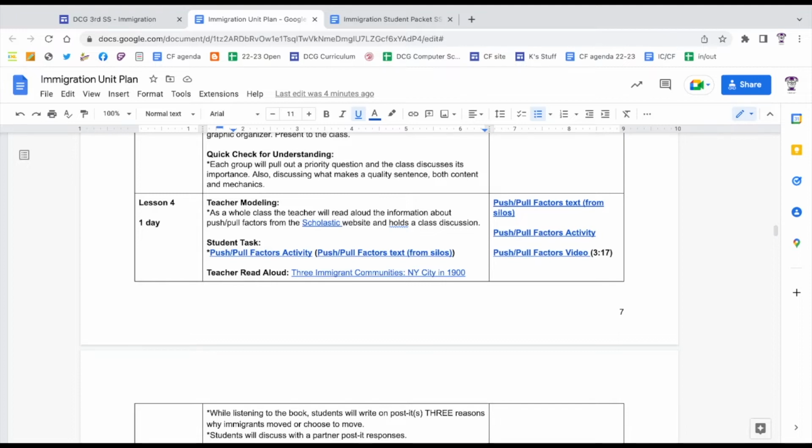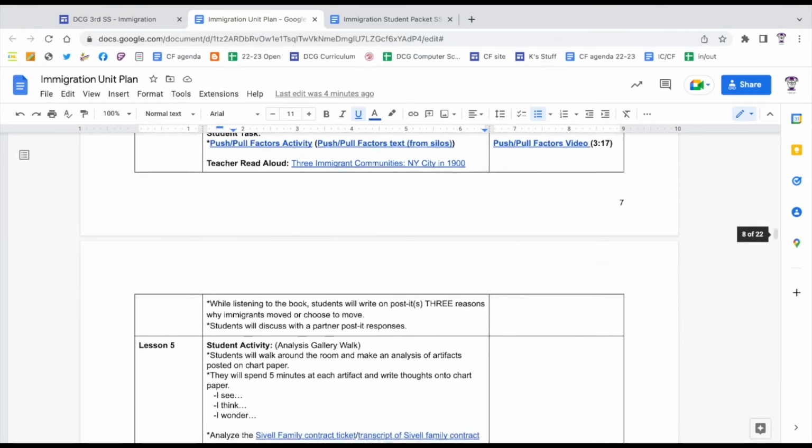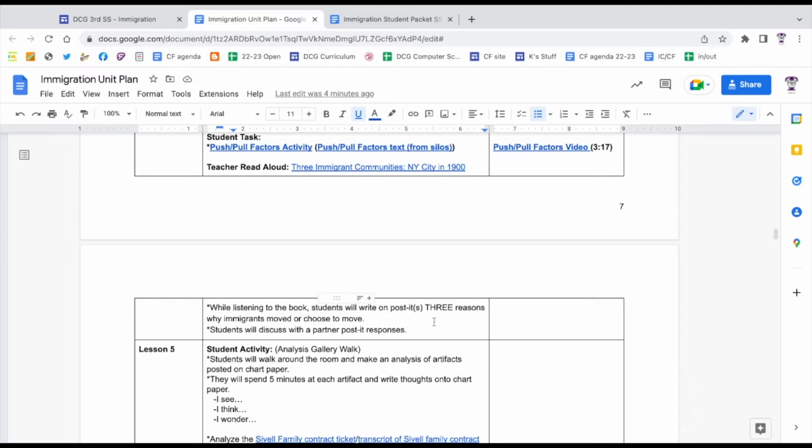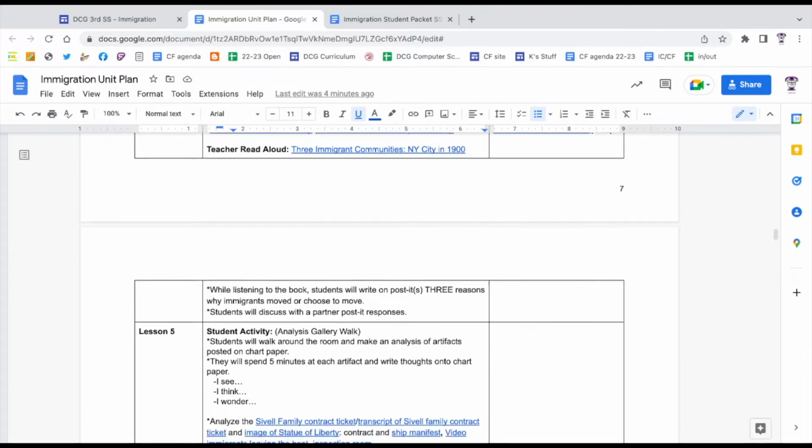A pull factor is something that makes someone want to move to a new spot. These are the positive things: a new job, a better life, family being there, all of those different things. There's a read aloud available, and getting students to think about why immigrants choose to move really helps with that compelling question.